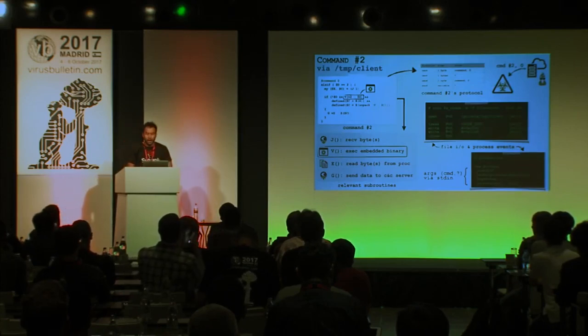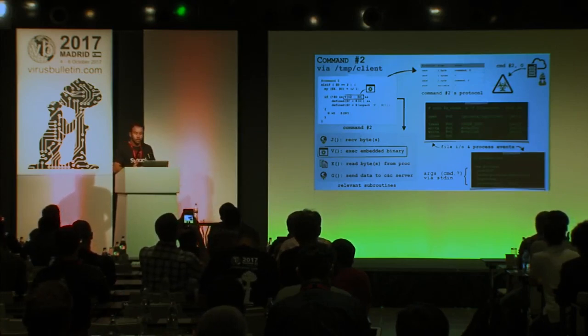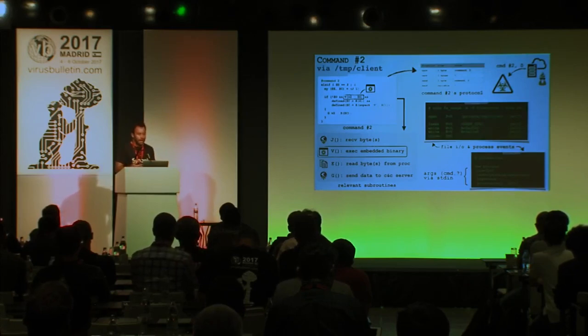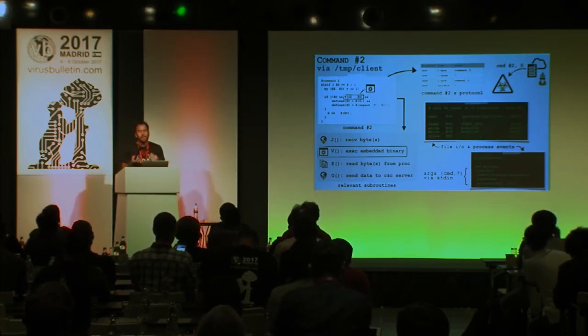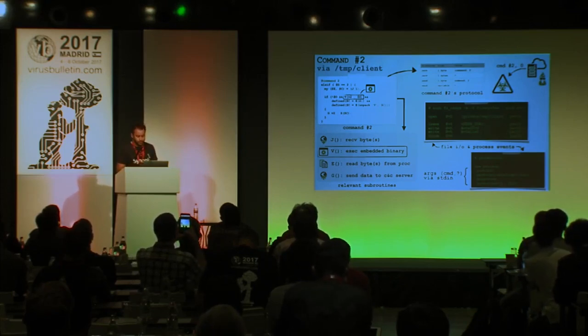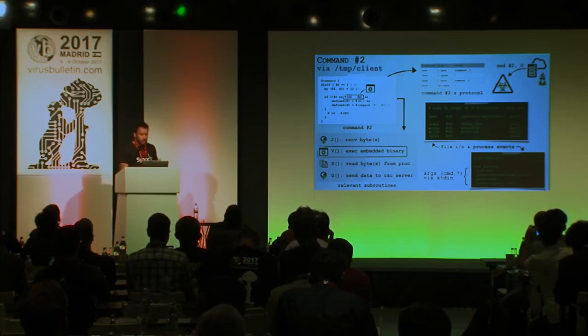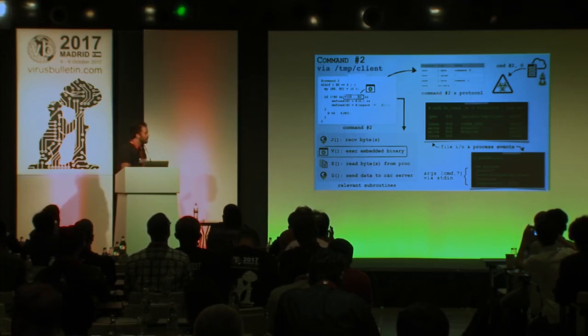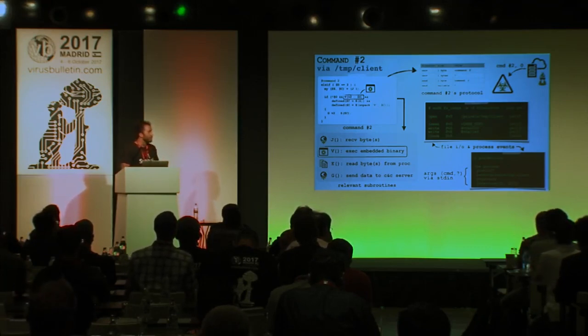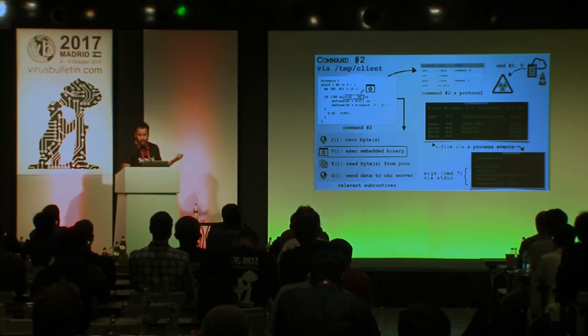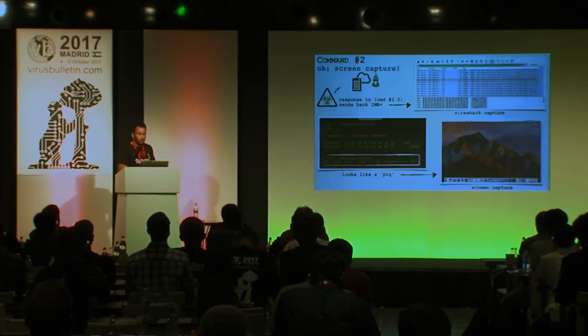So let's start with command number 2. If we look at the malicious Perl script, we can see it invokes J to expect 1 extra byte, and then invokes G to send a response back to the server. So we understand the protocol, but we still don't know what this actually does. So when we tell the malware to execute command number 2, we can see via the file monitor that it saves the embedded Mach-O binary to /tmp/client and then executes it. And we can see this via the process monitor.